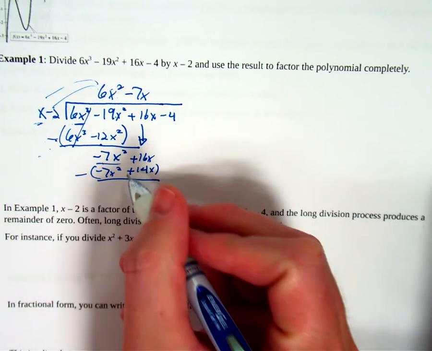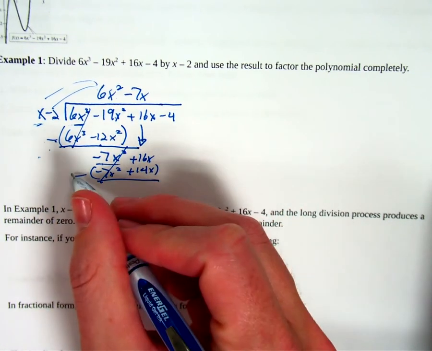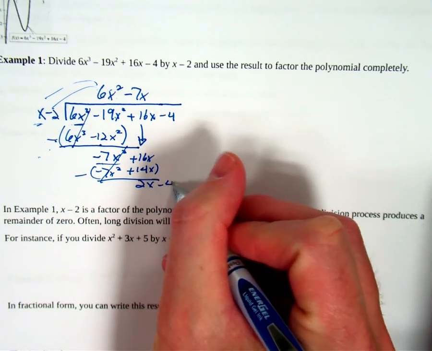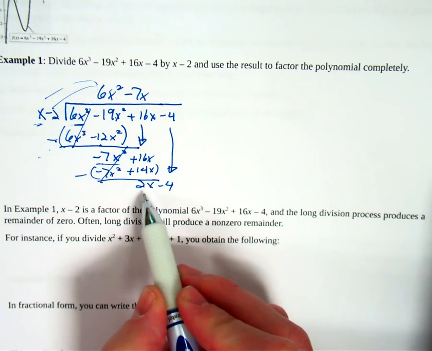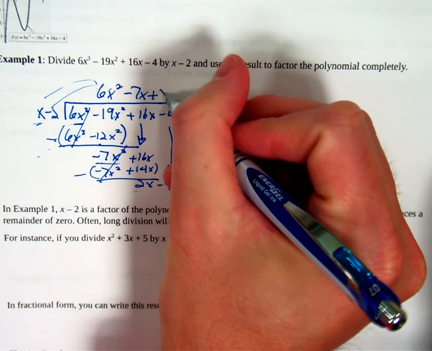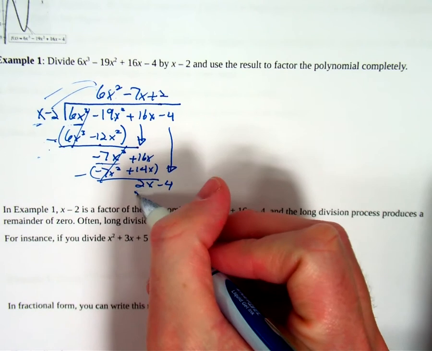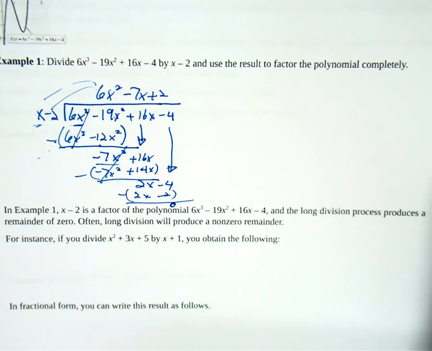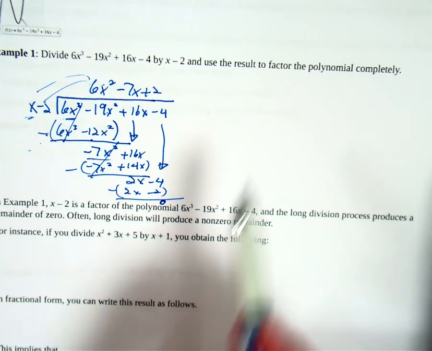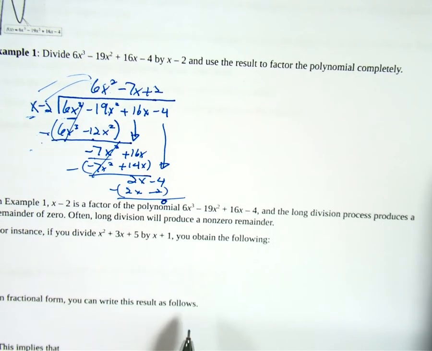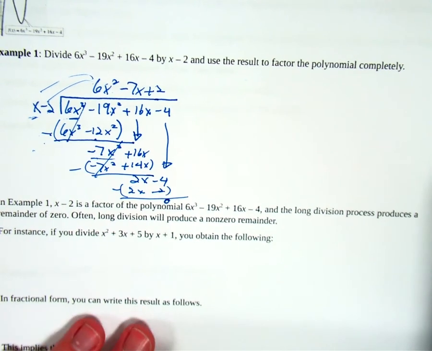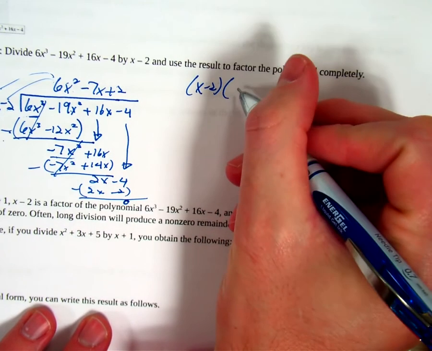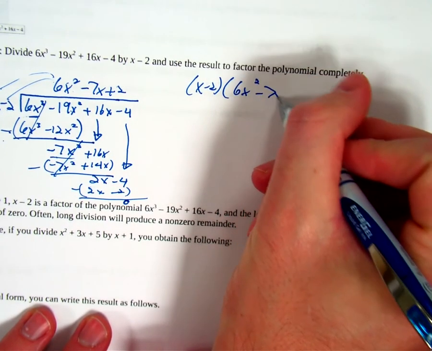So negative 7 minus negative 7, that cancels. 16 minus 14 is 2x. And then we bring down the minus 4. 2x divided by x is just positive 2. And these do work out perfect. So no remainder. Fantastic. I had an idea it was going to be no remainder when it said use the result to factor completely. That usually means this is going to come out pretty clean. So x minus 2 is a factor because it went in perfectly, and we also have 6x squared minus 7x plus 2.